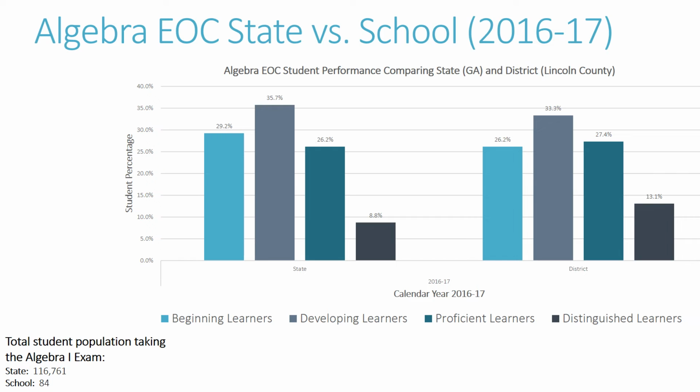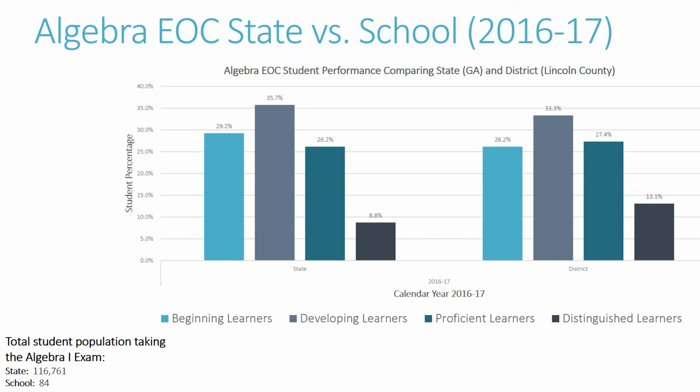Looking at this graph, our beginning learners and developing learners are scoring less than proficiency on the exam. These represent the first 2 columns of the data. You can see the first 2 here and here, which make up the bulk of the students or percentages. The state's total for these 2 is 64.9% compared to the school at 59.5%. The school is slightly less, but not by far.